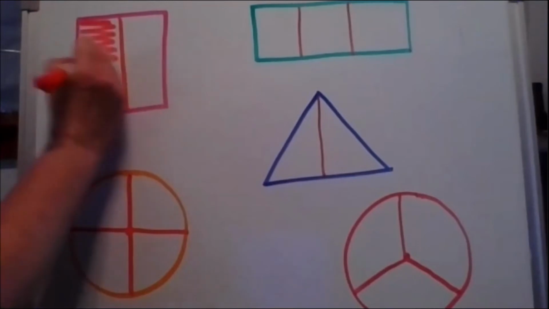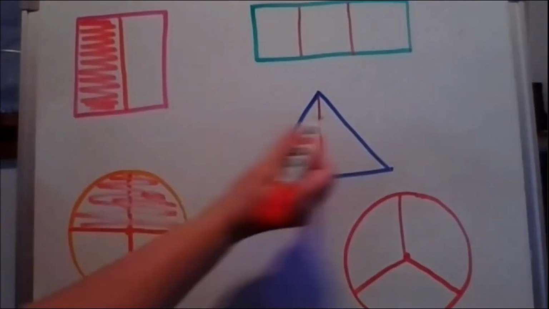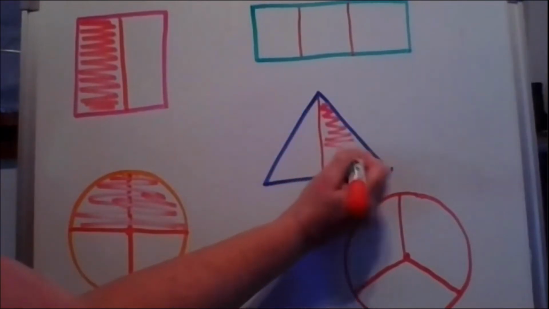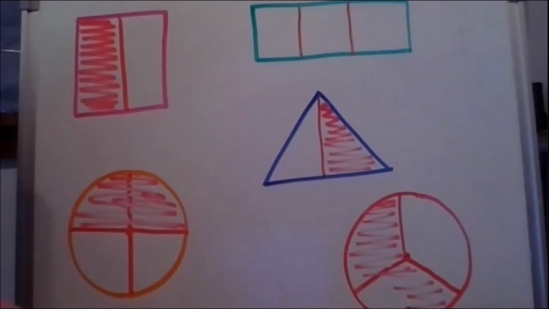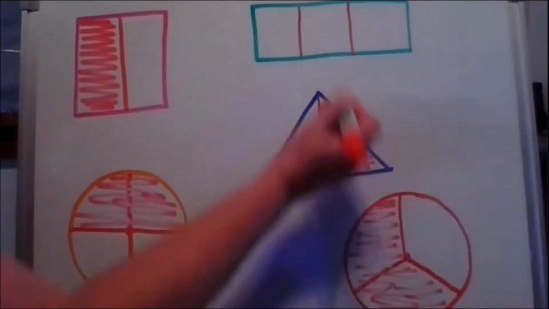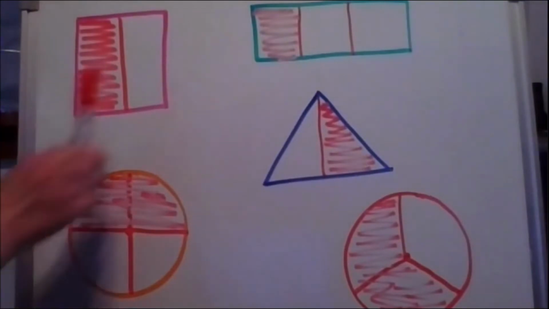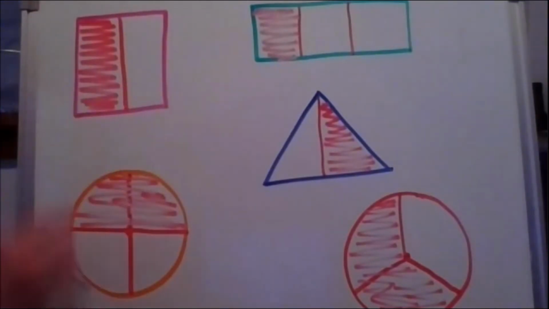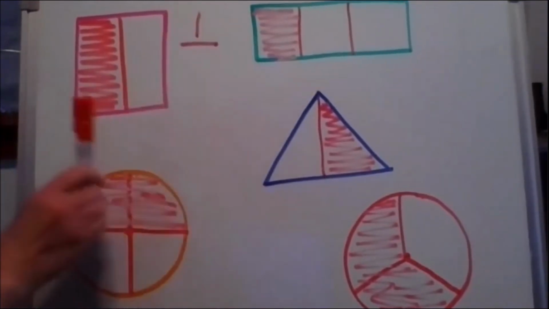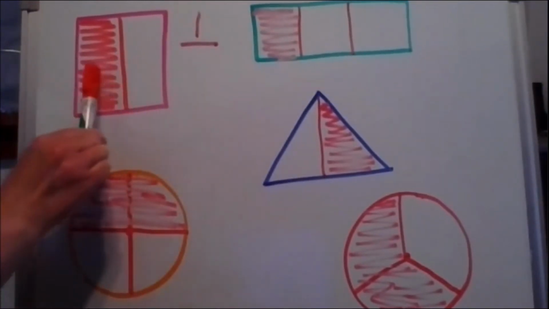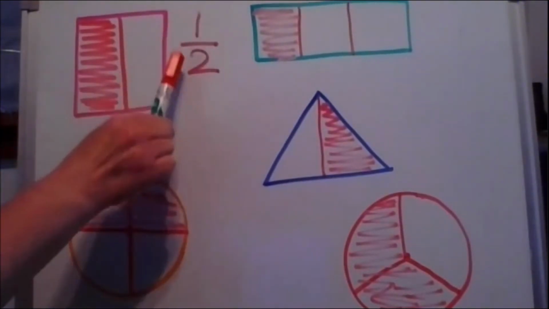So if I come through and I shade parts of these shapes, what part has been shaded? So let's write the fractions together. Let's start with the square. How many parts have been shaded? That's right, 1 out of how many total parts out of the whole? Yes, 2. So our fraction is 1/2.